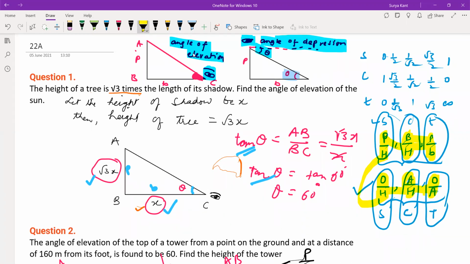Now we start the questions from here. See question number 1, all of you. The height of the tree is root 3 times the length of the shadow.